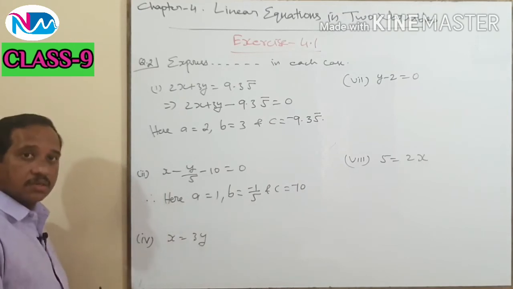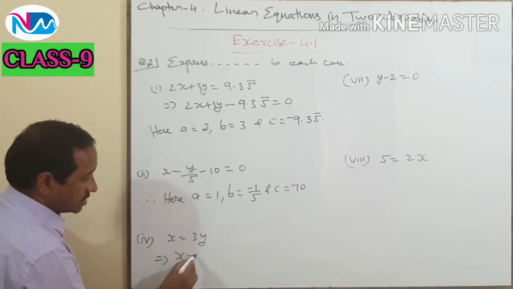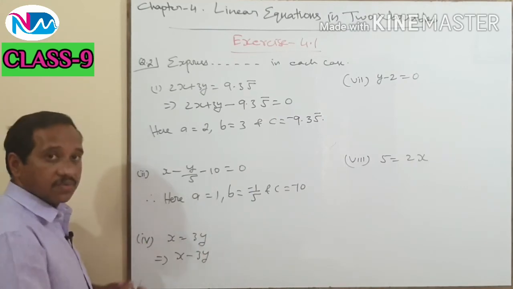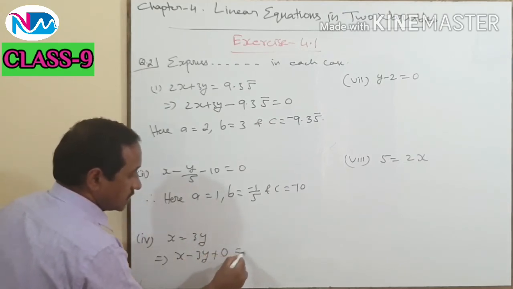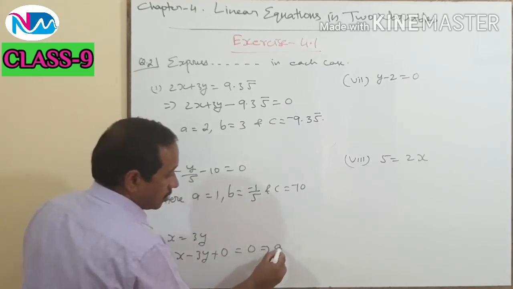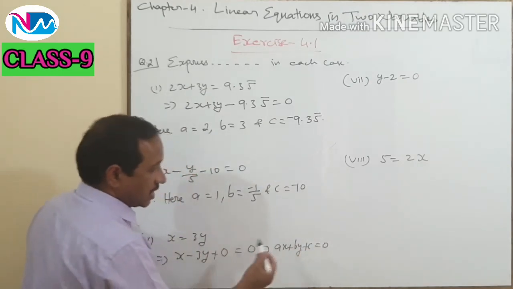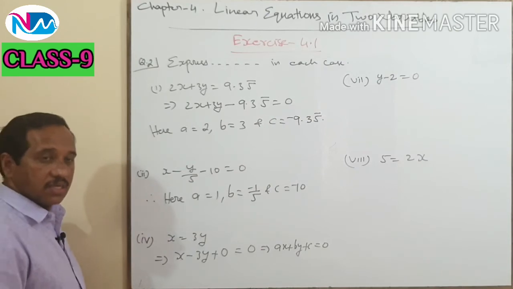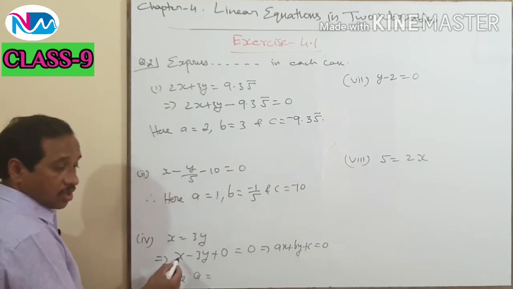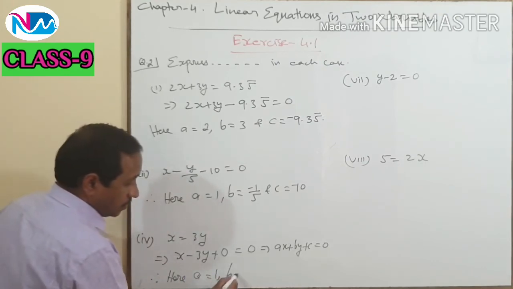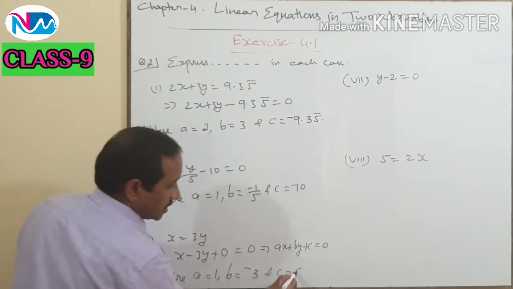Next I go to the fourth question, x is equal to 3y. Here I will first take 3y to the LHS, x minus 3y. Here we don't have the constant term, so if the constant term is not there, we can write plus 0 is equal to 0, which is in the form of ax plus by plus c is equal to 0, the standard form of the linear equation in two variables. So here the value of a is equal to the coefficient of x, 1, the value of b is the coefficient of y, minus 3, and the value of c is equal to 0.